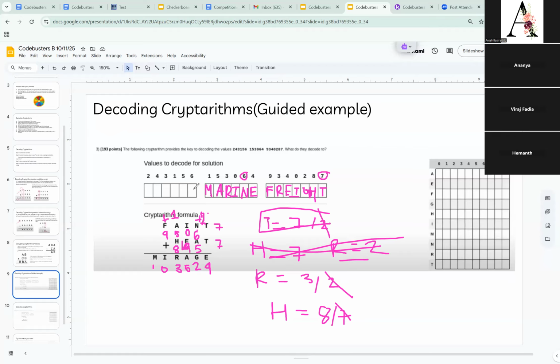And then let's fill in the rest of the values. So 6 would be N, and then 5 would be A, and then 1 would be M, and then 3 would be R, and then 4 would be E, and then 2 would be G. So German Marine Freight. So does this make sense to everyone, or is this still confusing?